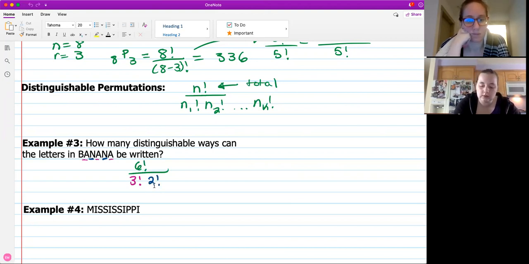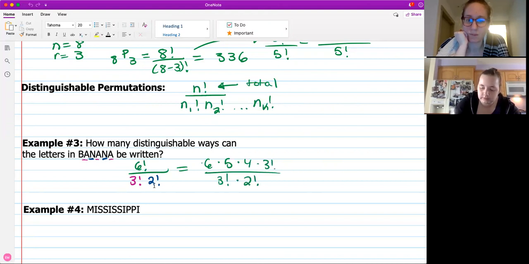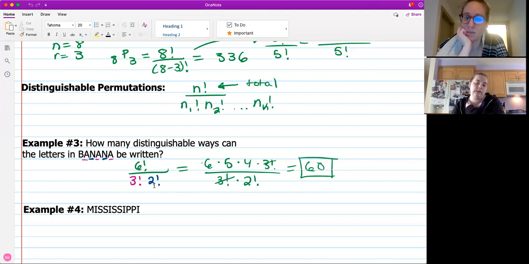And then, again, you can just simplify. So we would have, that's not simplified, sorry guys, 6 times 5 times 4 times 3 factorial over 3 factorial times 2. And this would all simplify to 60, which is significantly less than all the other ones we've been doing. But there are only 60 different ways that you can distinguishably write banana.